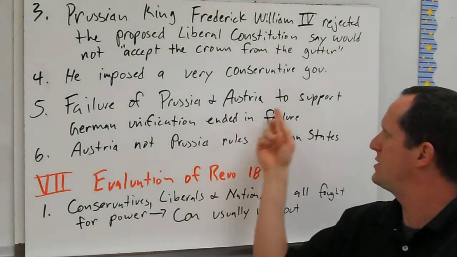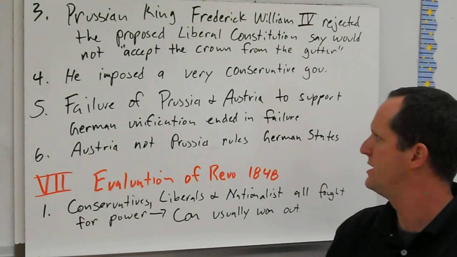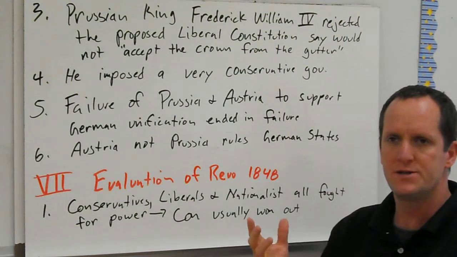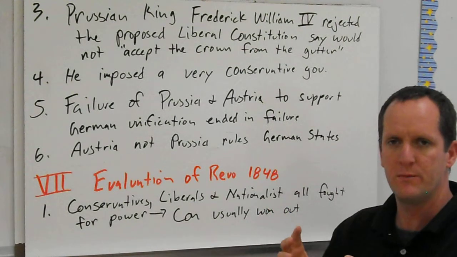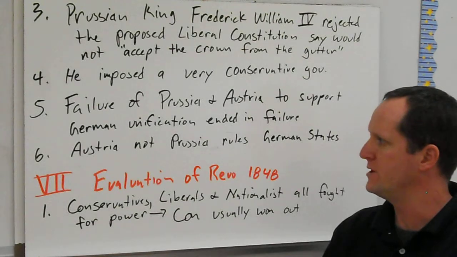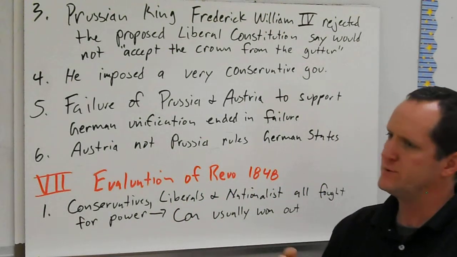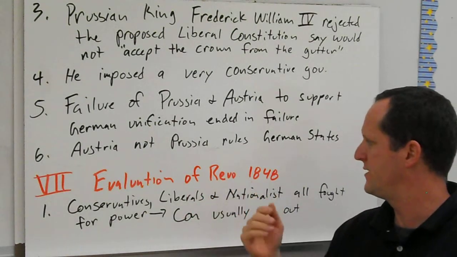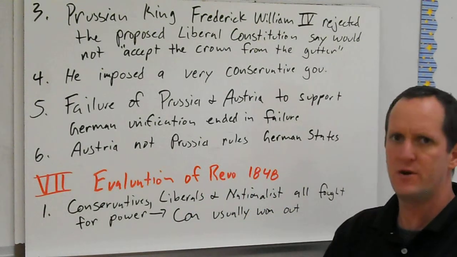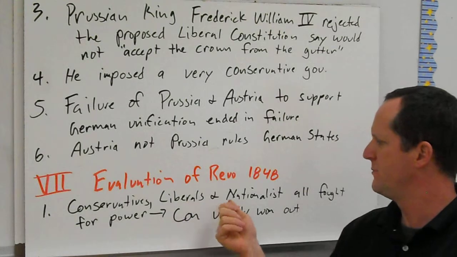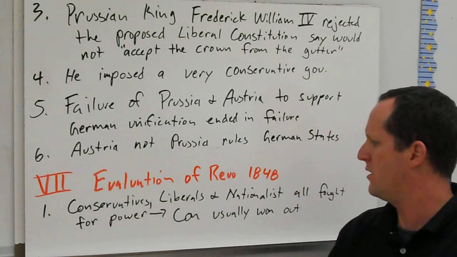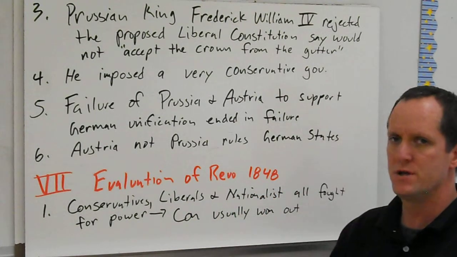The failure of Prussia and Austria to support German unification meant that Germany once again would not become unified for several more years. Austria, not Prussia, rules the German states. So in a final evaluation of the revolutions of 1848, conservatives, liberals, and nationalists all fought for power. Conservatives usually won out.